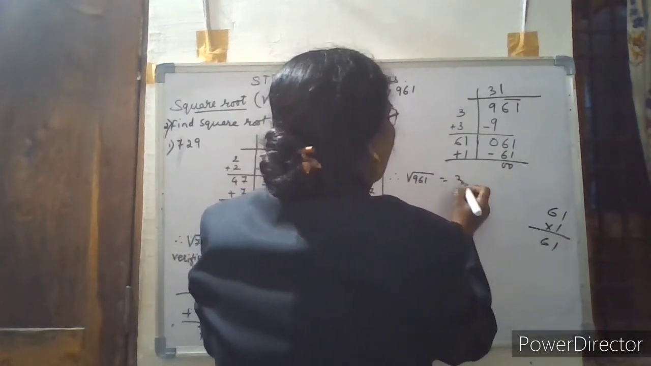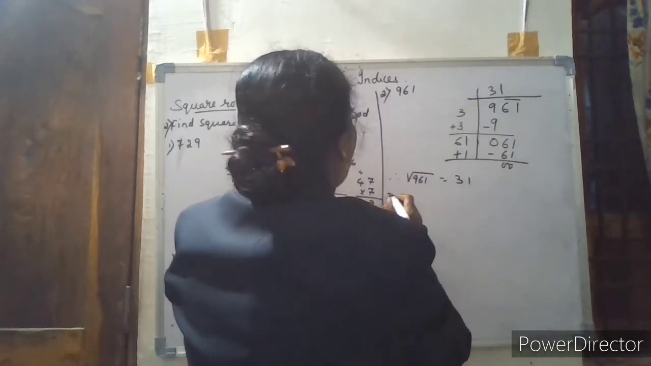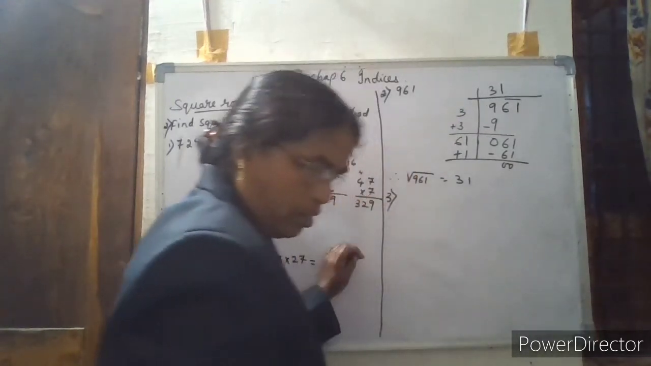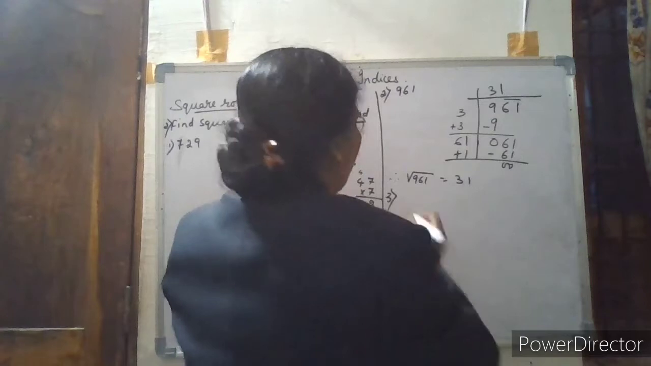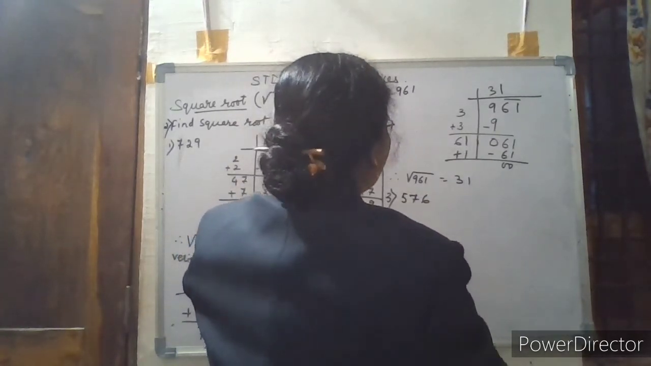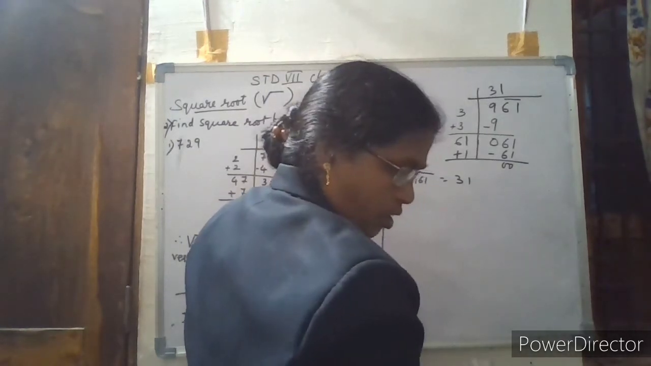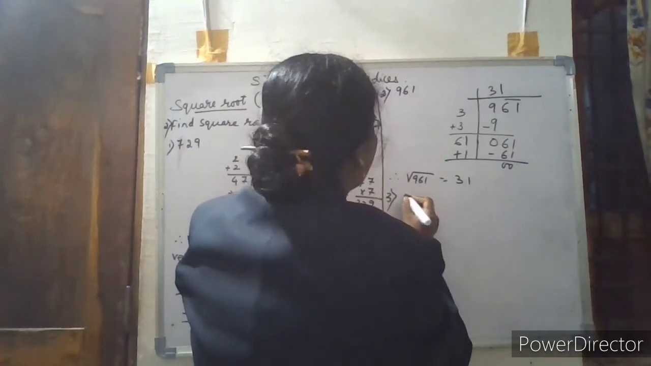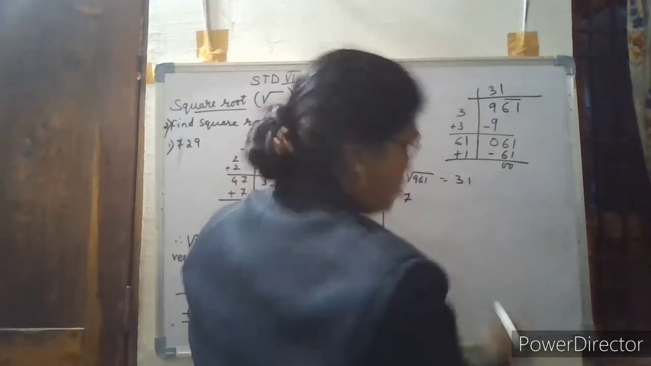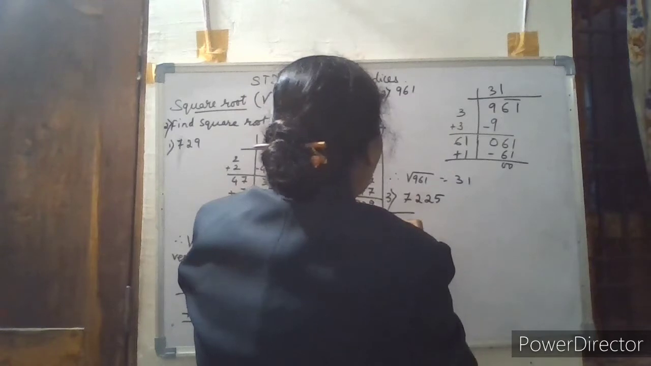Now let us go with the next question. One more example, that is the third example, as 576. So let us take 7225. So the square root of 7225 is equal to what?